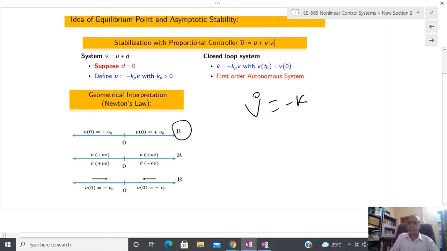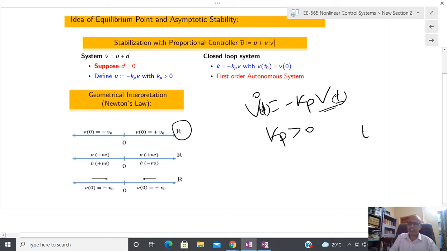So I have a differential equation like this, and first I am going to consider that v0 is positive, and suppose Kp is greater than 0. So could you please tell me what is v dot of t? Ankit, are you here? Yes, sir. Kp is positive and at the initial time t equal to 0, v is positive. So what do you think? What is v dot, positive or negative?